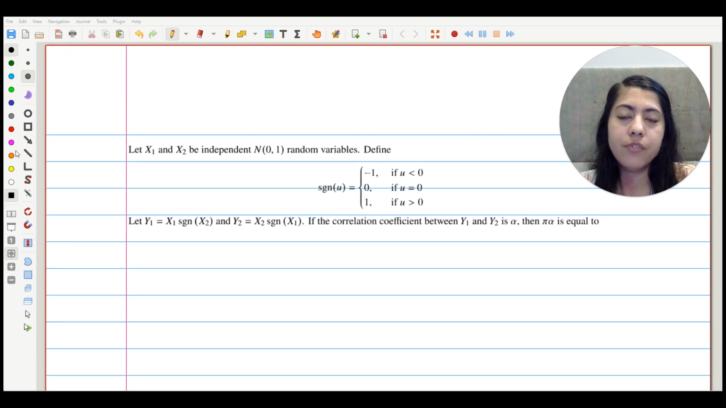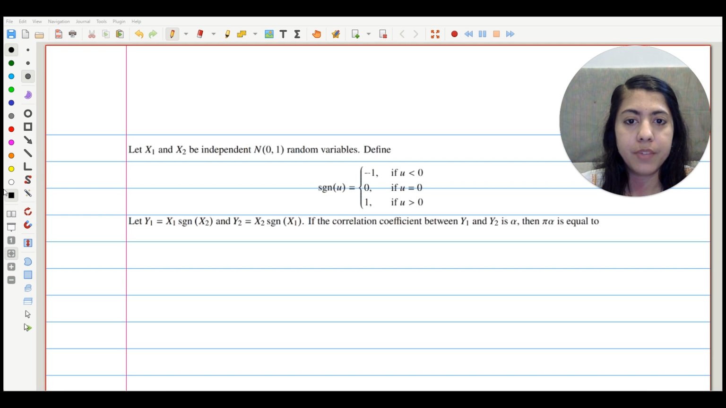Today we'll be solving a question from IIT JAM 2021, problem number 53. Let x1 and x2 be independent normal random variables. Define SGN, also known as signum function of u, as -1 if u is negative, 0 if u is equal to 0, and 1 if u is positive. Further, let y1 is equal to x1 times signum function of x2 and y2 is equal to x2 times signum function of x1. If the correlation coefficient between y1 and y2 is given as alpha, we have to find the value of pi alpha.